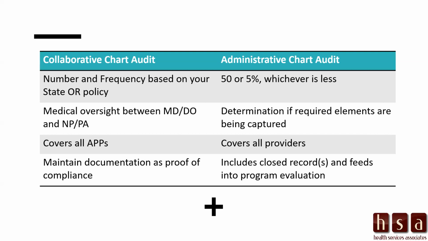Can you just speak a little bit on the administrative chart audit as to the requirement for communicating back to the providers on a quarterly basis? I'm not sure I'm understanding. Is that a requirement? So after the chart audit is done, what is required formally or informally?